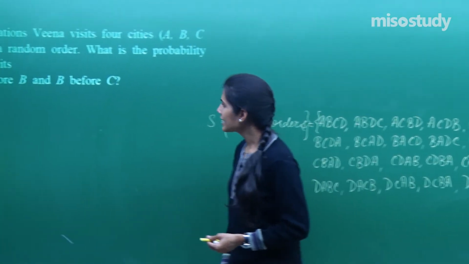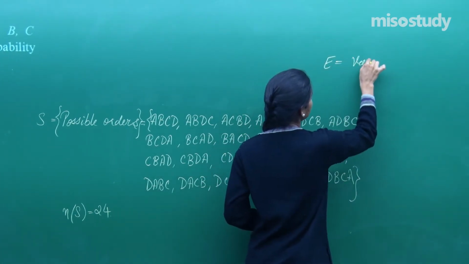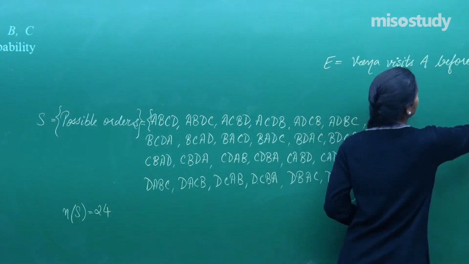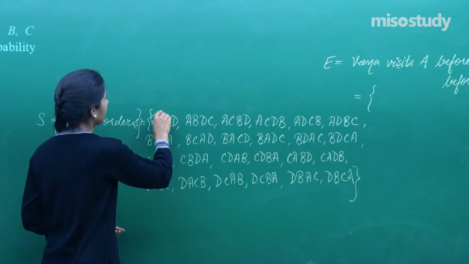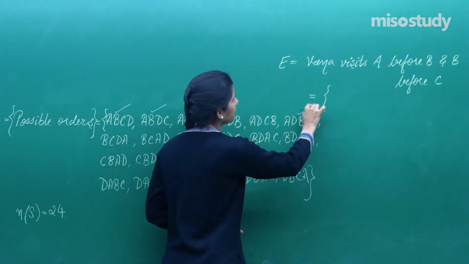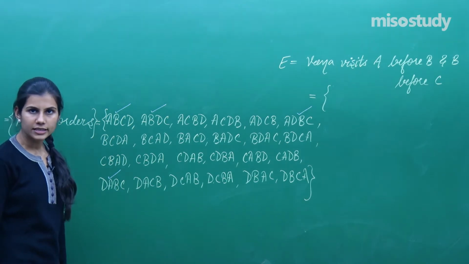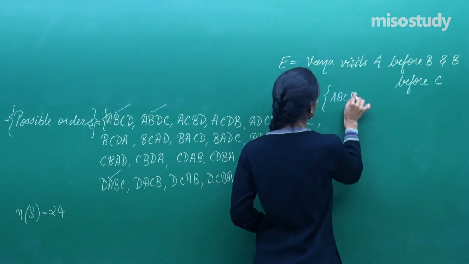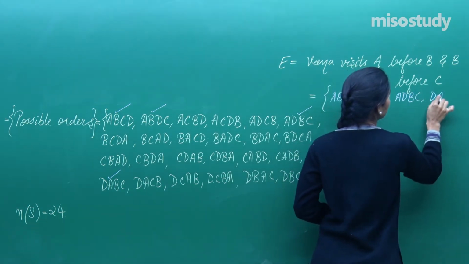Further it says, what is the probability that she visits A before B and B before C? Say my event E is that Veena visits A before B and B before C. How many elementary events are favorable to this event? This is A before B, but B is not before C. A before B and B before C. None of the other orders describe Veena visiting A before B and B before C. Only these 4 are there: A, B, C, D. Then A, B, D, C. Then A, D, B, C and D, A, B, C.